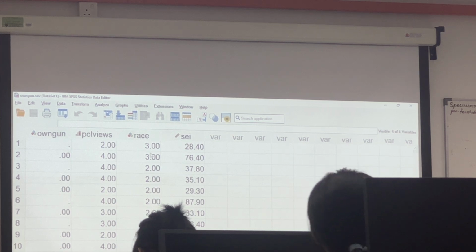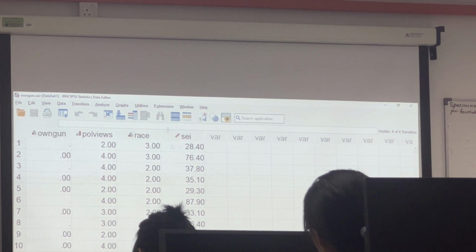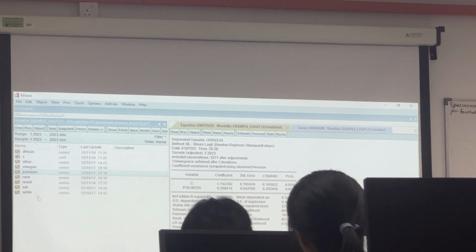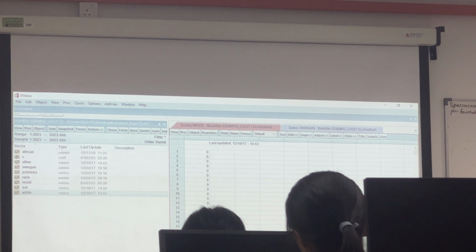Because we have 3 categories, you can include up to 2 dummy variables for 2 categories. Basically we can create 3 dummies. A dummy variable for white: 0 if not white, 1 for white. Then African American: 1 if they are African American, 0 if not. And then others: 1 if they are not white and not African American, 0 otherwise.